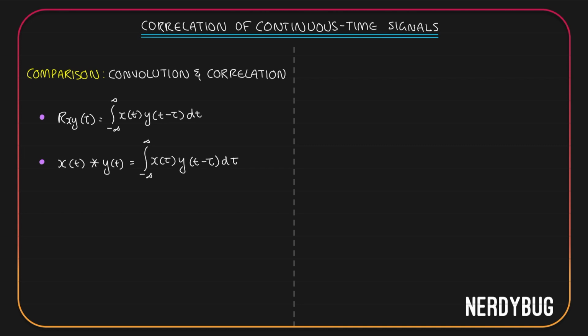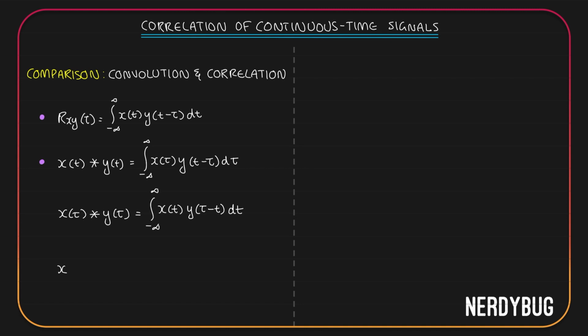What if instead of x of t and y of t, I wanted the convolution of x of tau and y of tau? We can simply change t to tau and maybe tau to t. So this will become integral minus infinity to infinity. Instead of x of tau, we'll write x of t. Y of t minus tau, we'll write y of tau minus t. D tau will become dt.